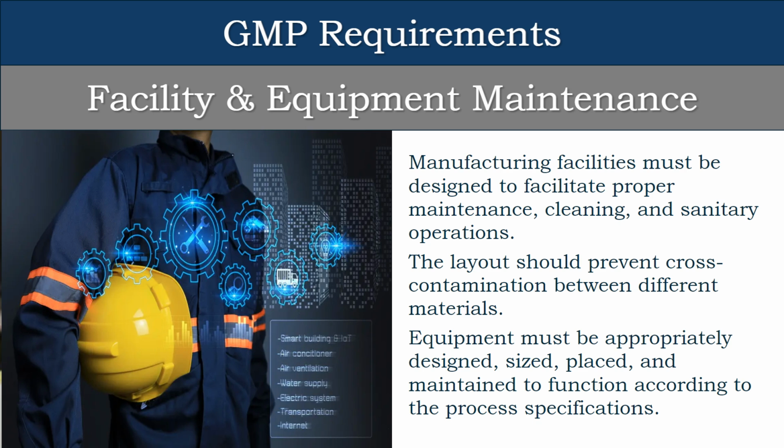Facility and equipment maintenance. Manufacturing facilities must be designed to facilitate proper maintenance, cleaning, and sanitary operations. The layout should prevent cross-contamination between different materials. Equipment must be appropriately designed, sized, placed, and maintained to function according to the process specifications.